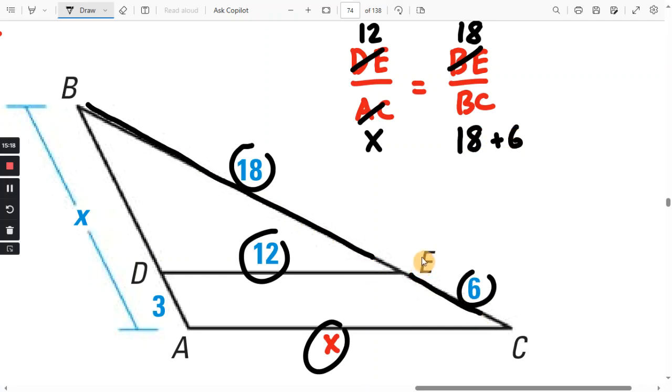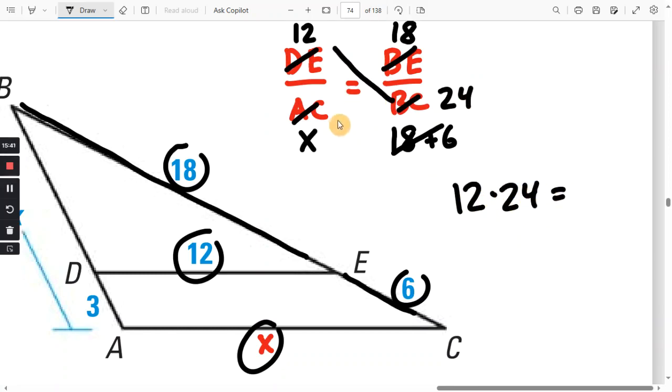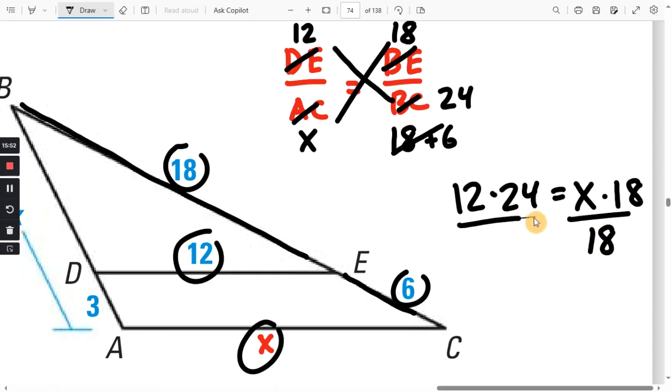All right, and from there it's pretty easy. 18 plus 6 is just 24. All right, and if you cross multiply, top times bottom is going to be 12 times 24. Bottom times top is going to be X times 18. The opposite of times 18 is divided by 18. Cancels here. And reducing, divided by 6.